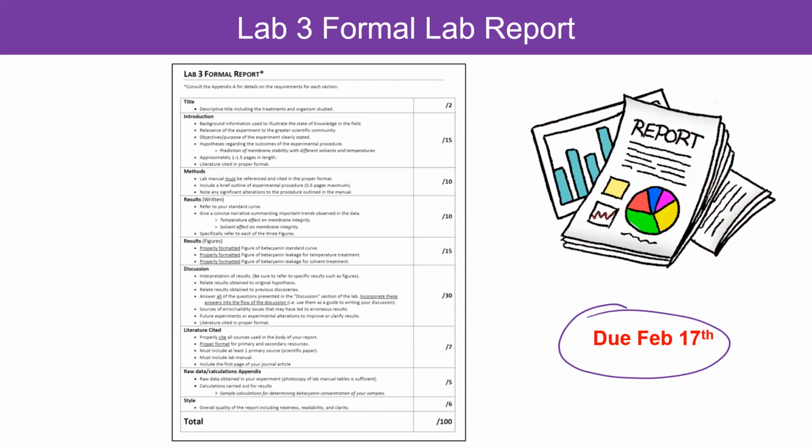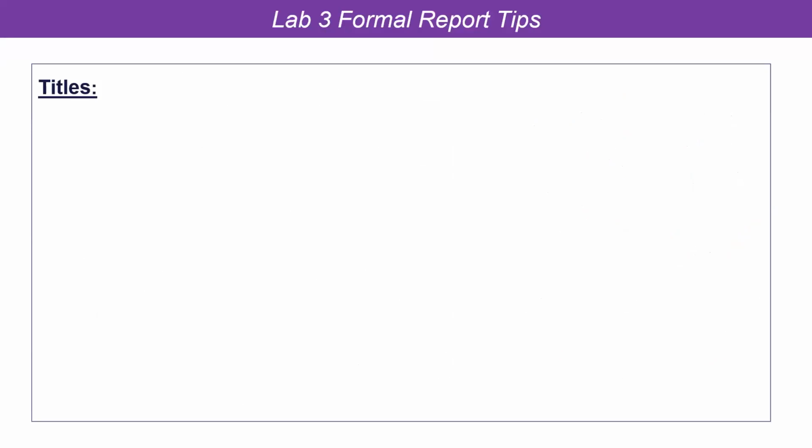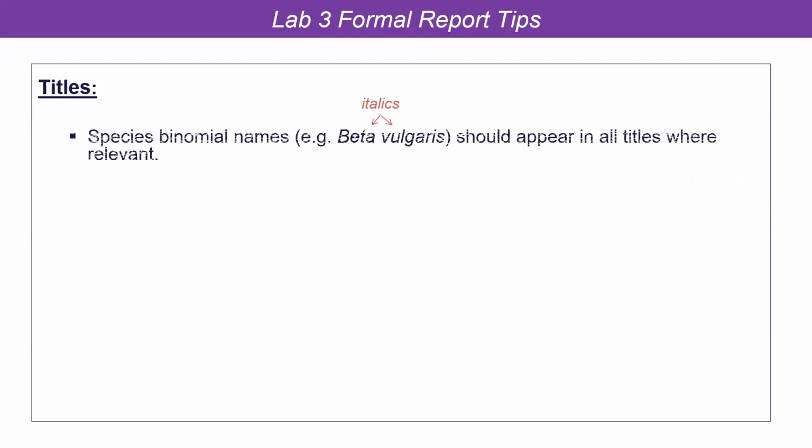For example, you can see the introduction. It asks for background information, relevance of the experiment, objectives, hypothesis, etc. So make sure that you are using this as a checklist. So let me just talk a little bit about titles. That's the first thing that you'll need for your report.